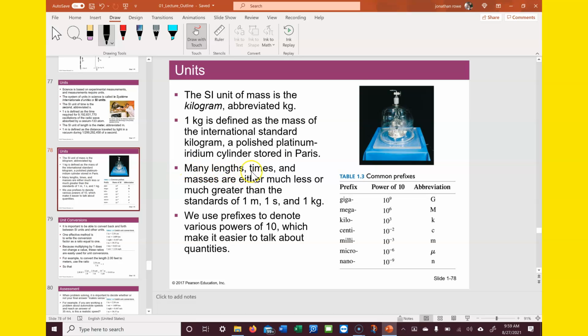All right. Many lengths, times, and masses are either much less or much greater than the standard of a meter, a second, and a kilogram. Now, let me say this too. I forgot to say this. The kilogram is the only standard unit that has a prefix. Notice the meter doesn't have a prefix. The second does not have a prefix. So why is the unit for mass, why does it already have a prefix on it? Why wouldn't it just be the gram?